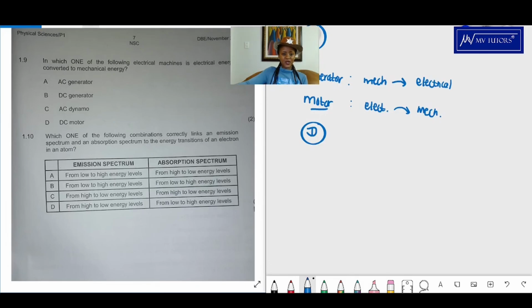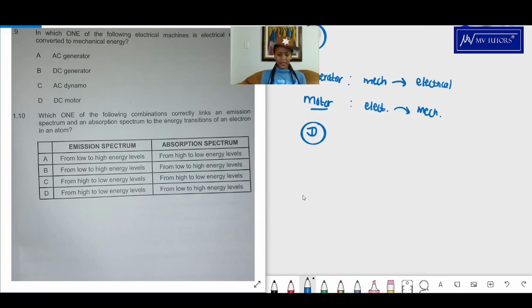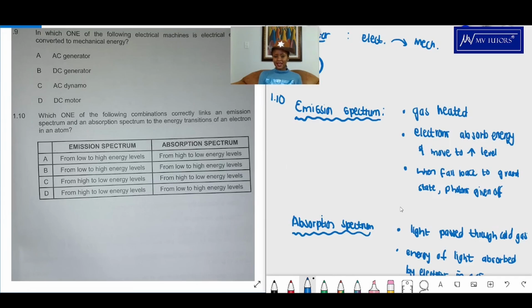1.10. Which one of the following combinations correctly links an emission spectrum and an absorption spectrum to the energy transition of an electron in an atom? I decided to just pause a bit and write down a little bit of theory. I didn't want to take much time, and then we'll choose which one is correct.